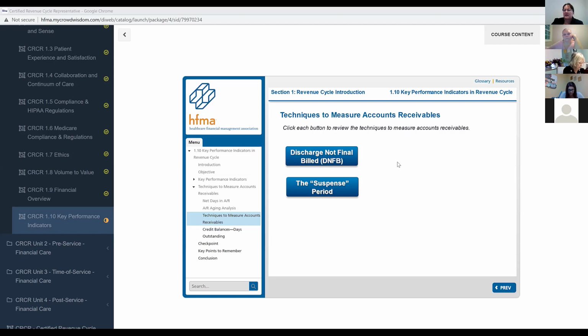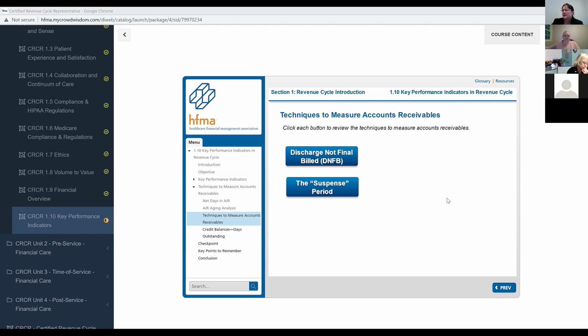Techniques for measuring accounts receivable. We have our discharge not final billed population. So this is the population of patients who have left the hospital, but we have not yet billed for them. There are a few activities that we want to make sure are done before we submit that bill: making sure our charges are complete, that the medical record coding is complete, and that the insurance verification activities are complete.